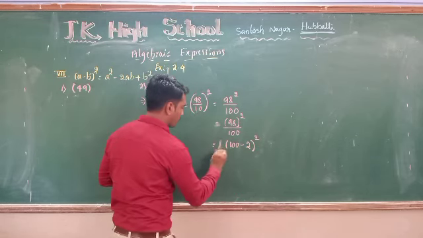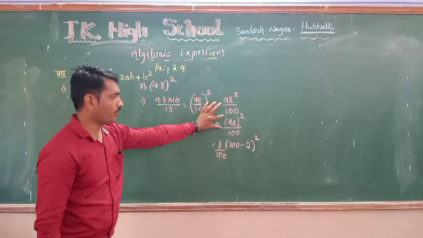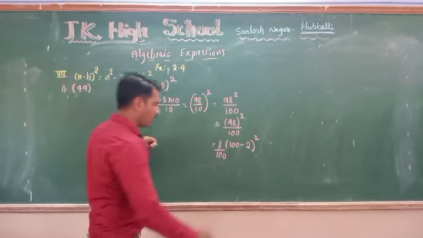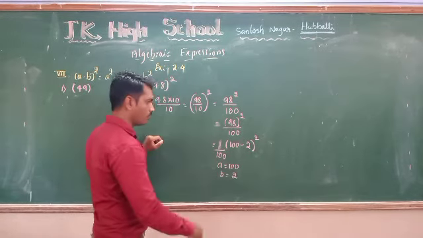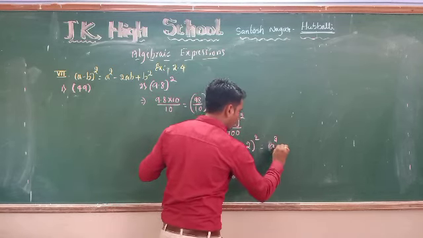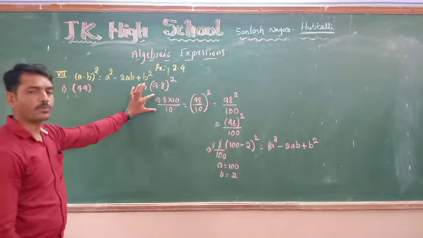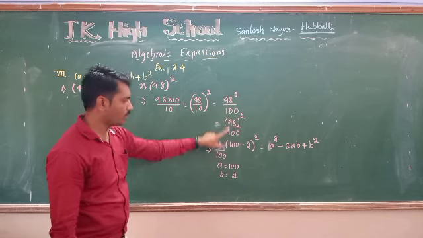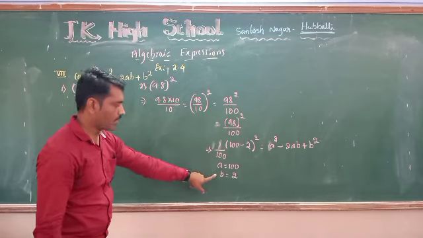So what about the 100? Write 100 as it is. Understood? How have we written the 98? 100 minus 2. 100 minus 2 is nothing but (a minus b) whole square. So the a value is 100 and the b value is 2. What to do now? We have to apply the formula a square minus 2ab plus b square. Three steps are there. 9.8 is converted as 98 square upon 100. 98 square I have written in the form of 100 minus 2, which is (a minus b) whole square, where a is 100 and b is 2.